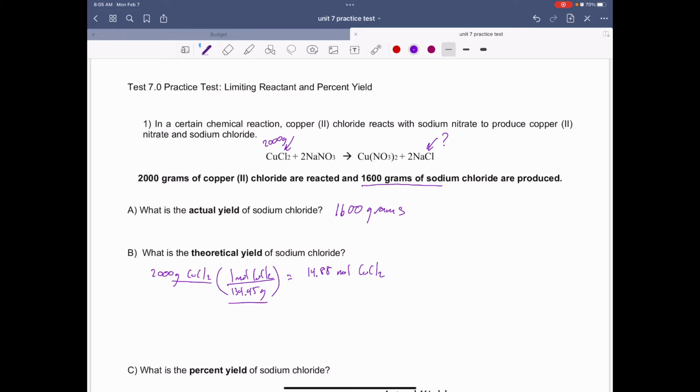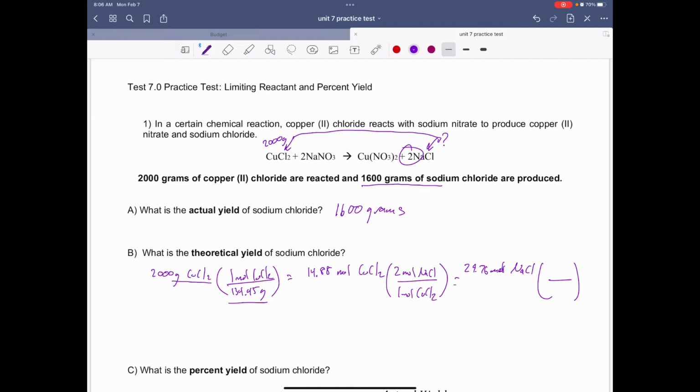Well, again, we are interested in how much sodium chloride we should get, so we got to do a molar ratio. That's our next step. It is already balanced, so 1 mole of copper chloride will produce 2 moles of sodium chloride. So I'm just going to take that 14.88 and multiply it by 2. 29.76. That's how many moles of salt or sodium chloride you should get, but we're interested in the grams. So one more step, we got to convert that back down to grams.